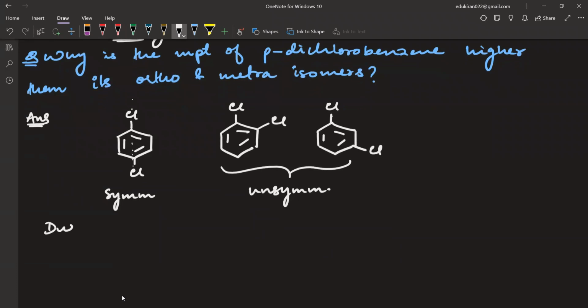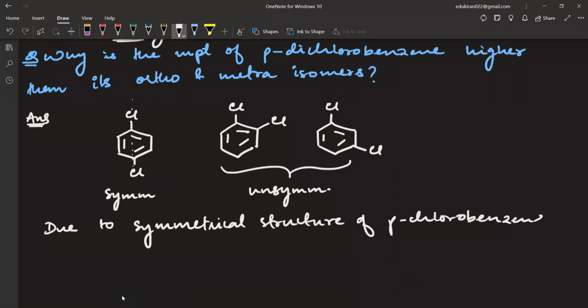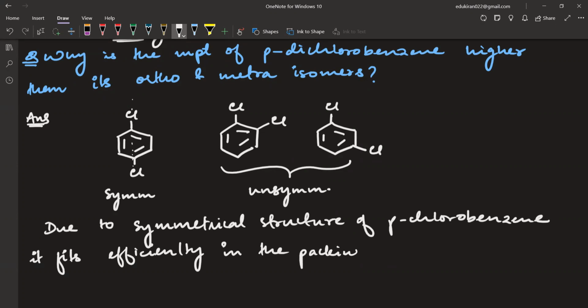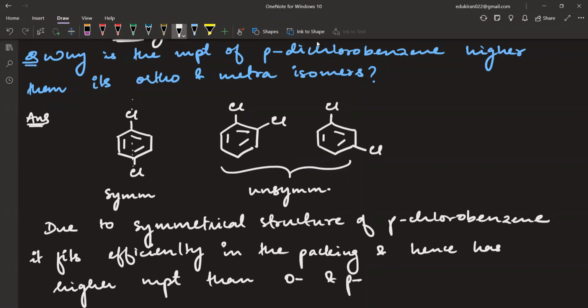Okay, so you'll write with me, due to symmetry or symmetrical structure of p-dichlorobenzene, it fits efficiently in the packing, and hence has higher melting point than ortho and meta isomers. Write this down. Let me know when you're done.